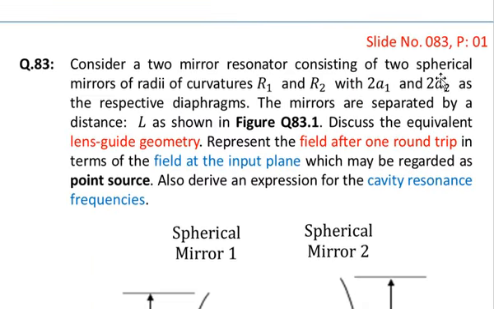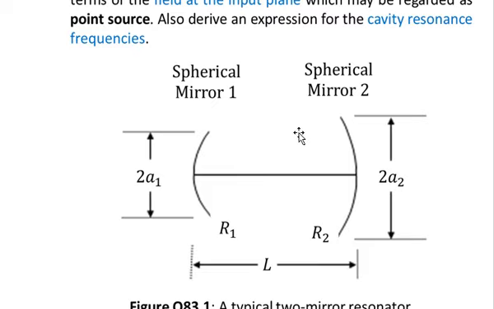Question is, consider a two-mirror resonator consisting of two spherical mirrors of radii of curvatures R1 and R2 with 2A1 and 2A2 as the respective diaphragms. The mirrors are separated by a distance equal to capital L as shown in figure 83.1, that is in this figure.